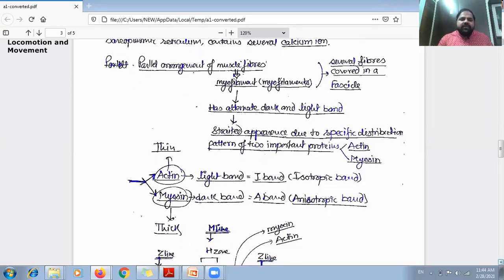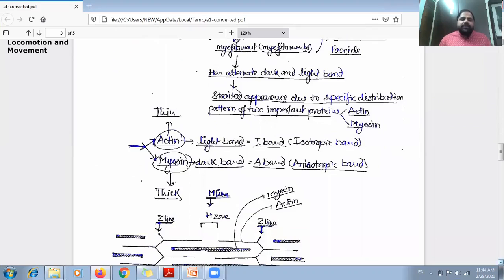We can see the details of this actin and myosin here. The actins are the proteins which are thin and the myosin are thicker. Since actins are thin, they give the light band on the muscle, and this light band is called the I band or isotropic band. And the myosin, as I told, is thick in appearance, so it gives the dark band in the muscle, and this band is called the A band, formed from the word anisotropic band.